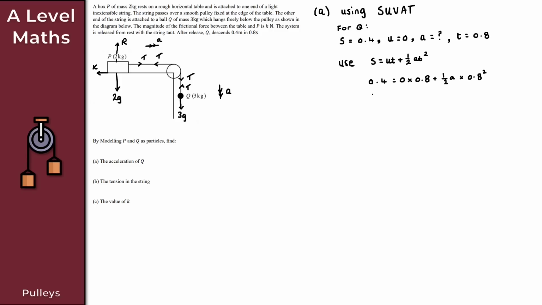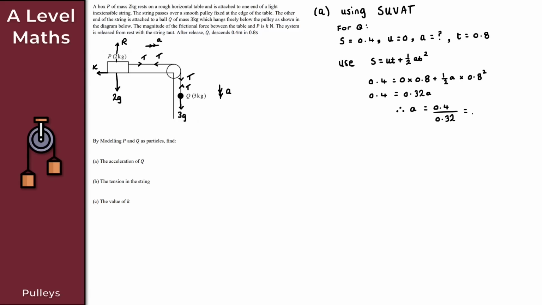So I've got 0.4 is equal to, so 0.8 squared would give me 0.64. We then times it by a half. So what I've got here then is 0.32a. Well, clearly then, if we just want a here, all we need to do is just divide both sides by 0.32. So in that case then, a, the acceleration of Q, is equal to 0.4 divided by 0.32.